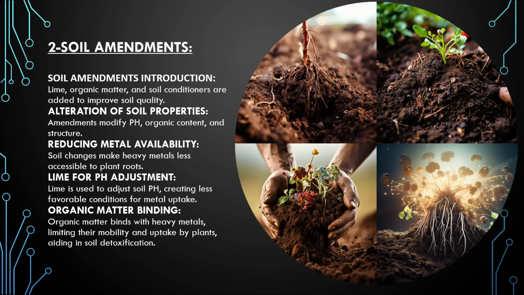Lime for pH adjustment. Lime is used to adjust soil pH, creating less favorable conditions for metal uptake. Organic matter binding. Organic matter binds with heavy metals, limiting their mobility and uptake by plants, aiding in soil detoxification.